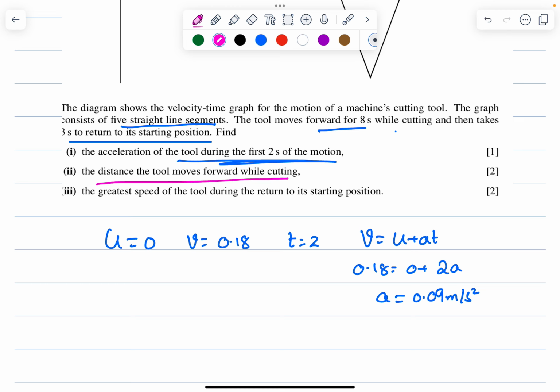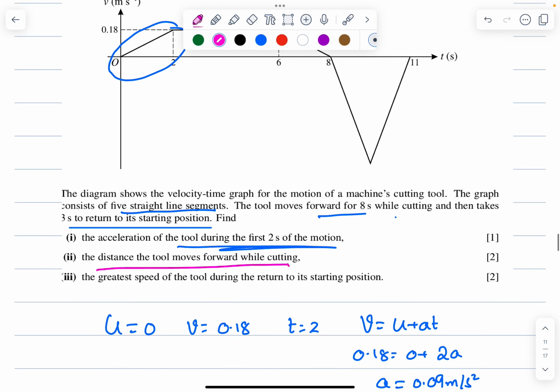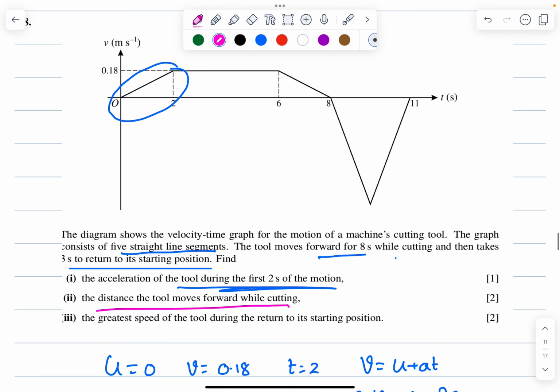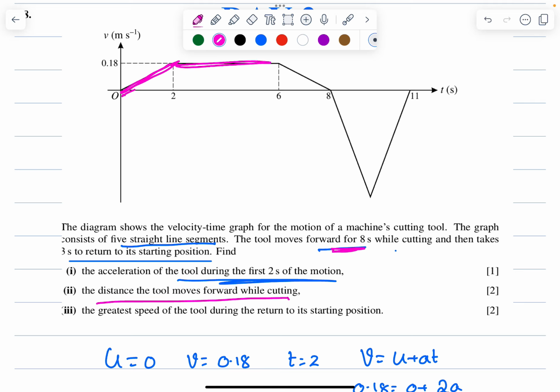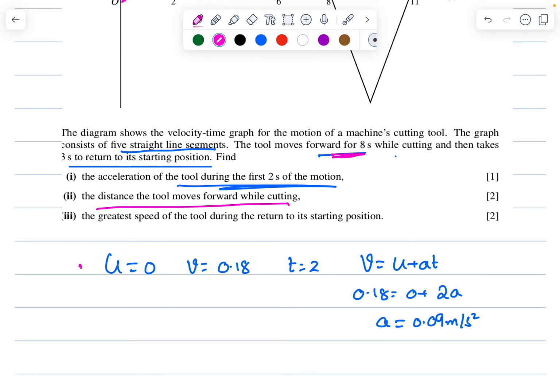The distance the tool moves forward while cutting. So what distance does it move while cutting? It is going forward for how many seconds? 8 seconds. So this part is the trapezium, so we have to find the area of the trapezium. That is for part 1, and for part 2 it's going to be 1 upon 2 times (8 plus 4) times 0.18, which is going to be 1.08 meters. That's going to be the answer.